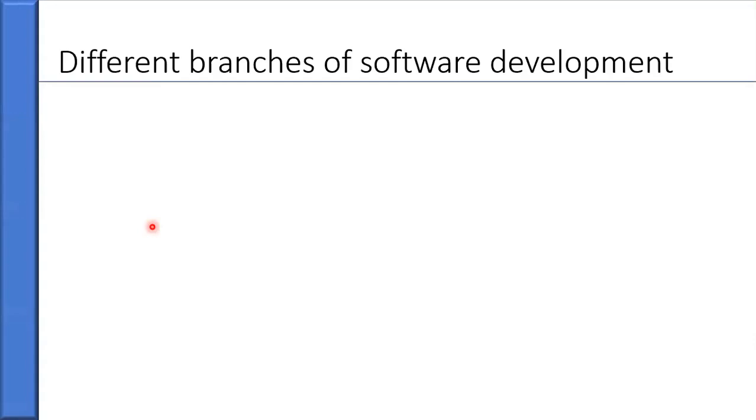Now we will discuss different branches of software development. First one is software engineering or architecting. A software architect means the person who designs the software. I talked about the design phase. I think you can understand it. I spoke about the design phase.